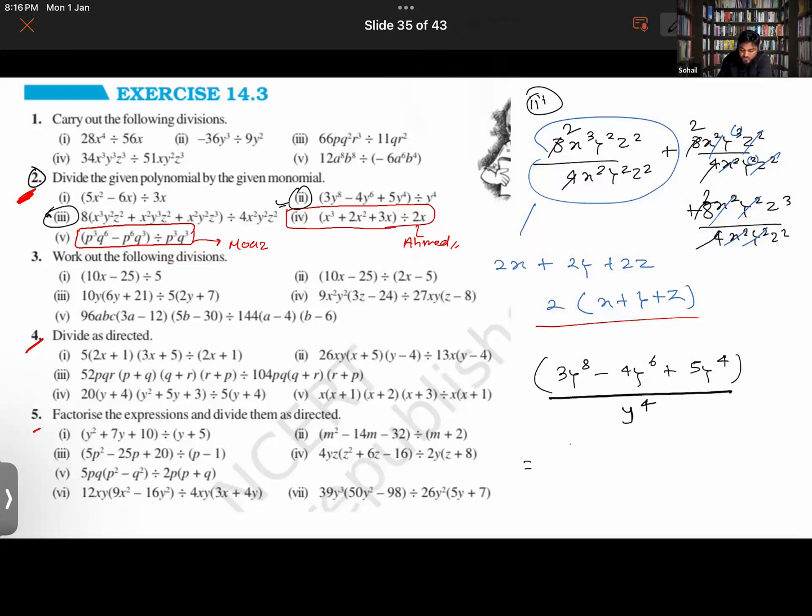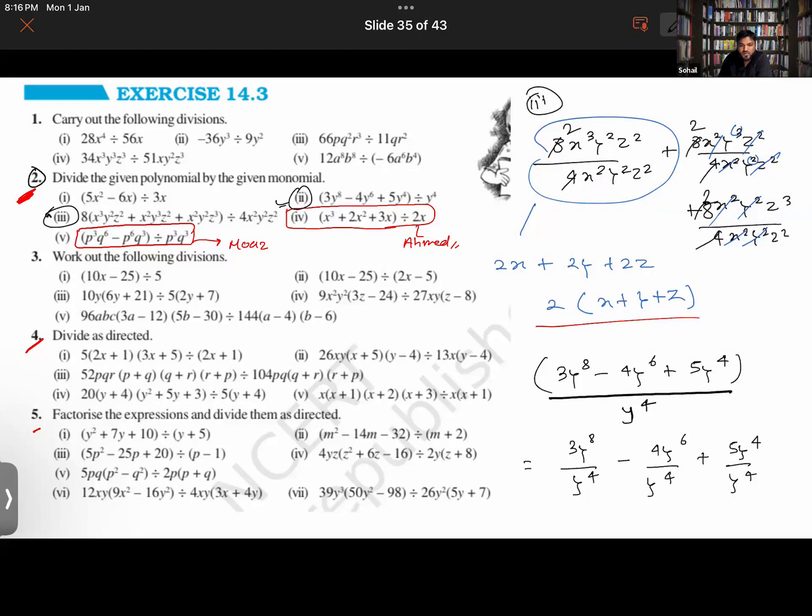Now what you will do, you will write each of the terms like this: 3y raised to the exponent 8 upon y raised to the exponent 4, minus 4y raised to the exponent 6 upon y raised to the exponent 4, plus 5y raised to the exponent 4 upon y raised to the exponent 4. Getting it now?